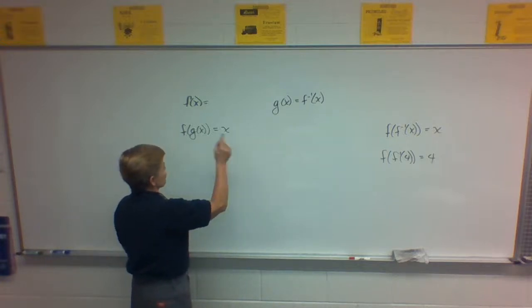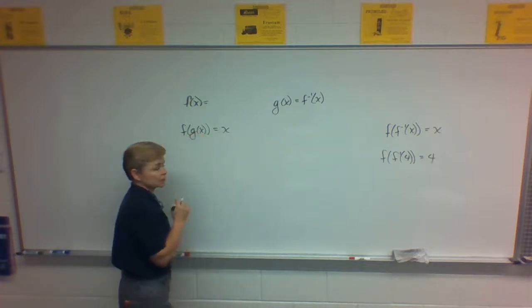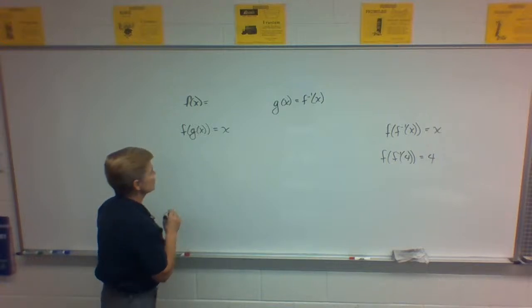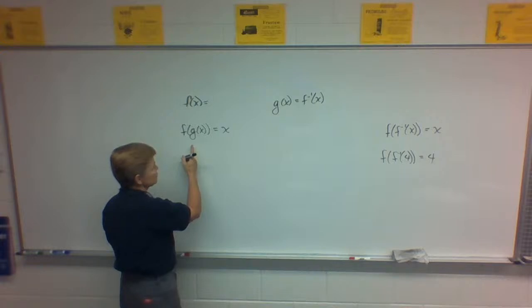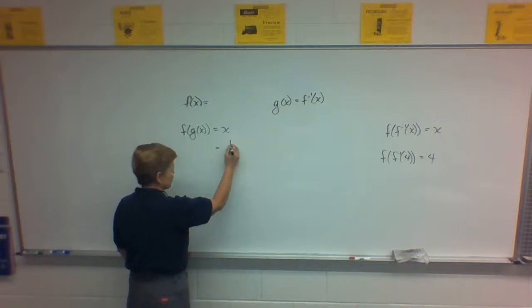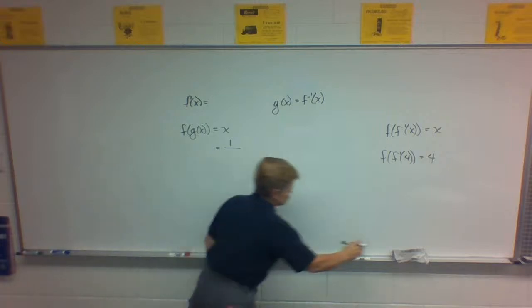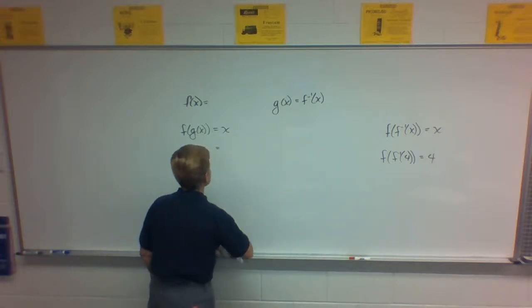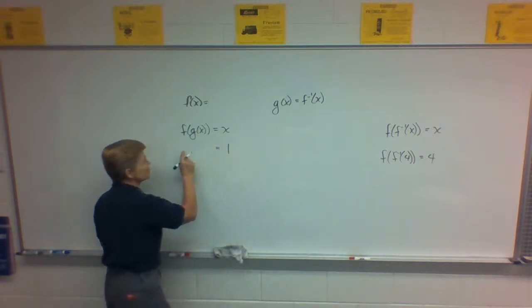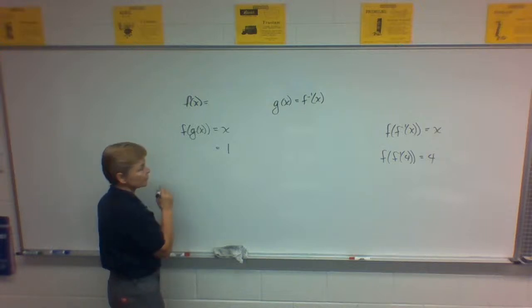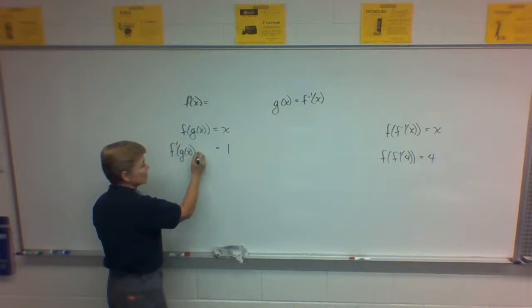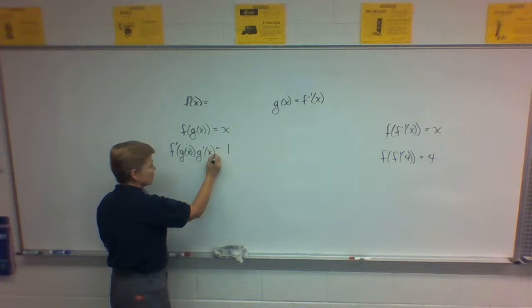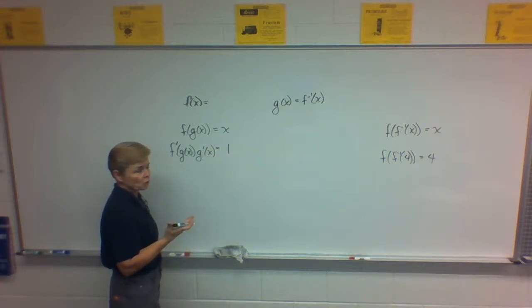So if f and g are inverses, and we compose them, we expect to get x. Do you agree? What is the derivative of both sides of this? What's the derivative of this side? I got a 1 here. What's the derivative of this side? That is the heart and soul of the chain rule, right?